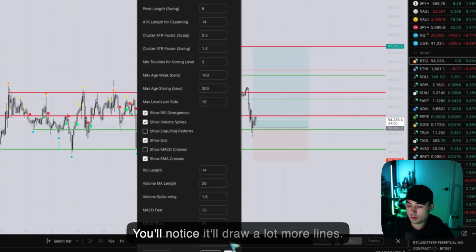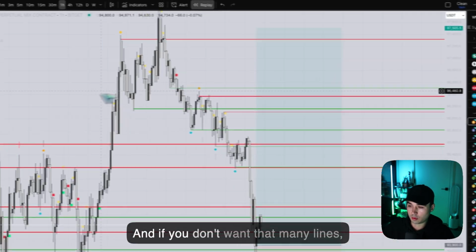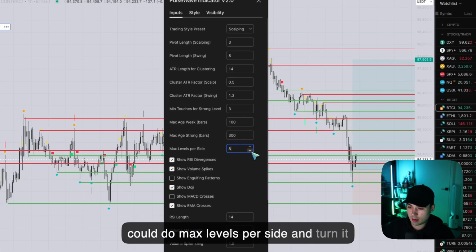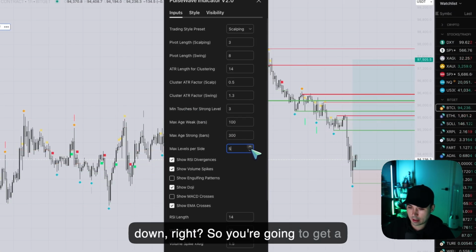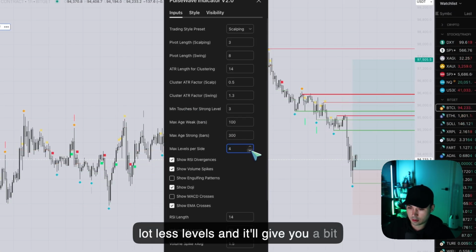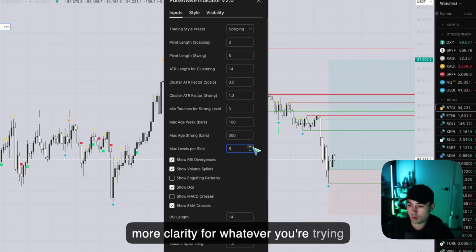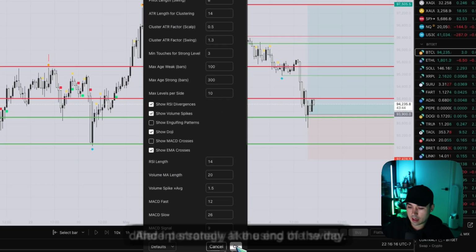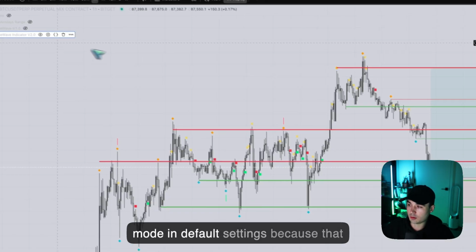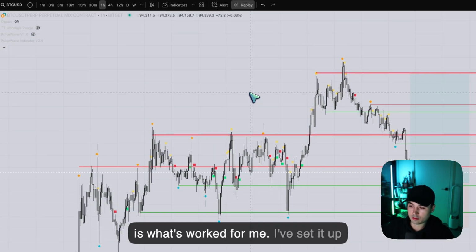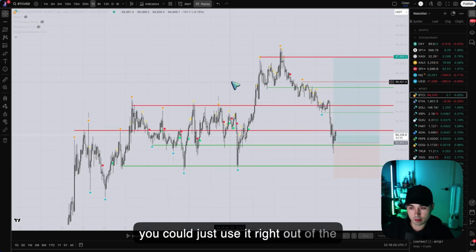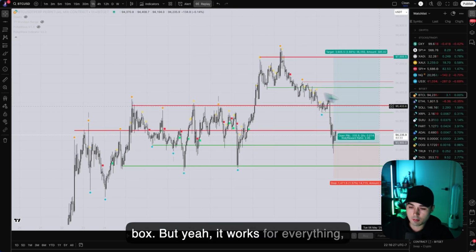With scalping, you'll notice it'll draw a lot more lines. And if you don't want that many lines, you could easily come in here and do max levels per side and turn it down, right? So you're going to get a lot fewer levels and it'll give you a bit more clarity for whatever you're trying to do. Everyone has a different strategy at the end of the day. And I personally like using the swing mode in default settings because that is what's worked for me. I've set it up to be a pretty consistent indicator so you could just use it right out of the box. But yeah, it works for everything.